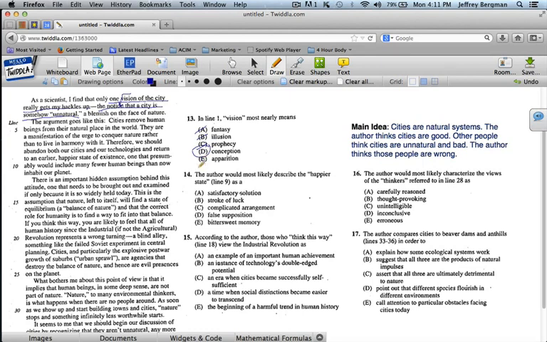Apparition, you might not know that word. It's like a ghost or something like that. But conception is the one that means most close to notion. A notion is an idea. Conception is an idea. Okay, question 14.